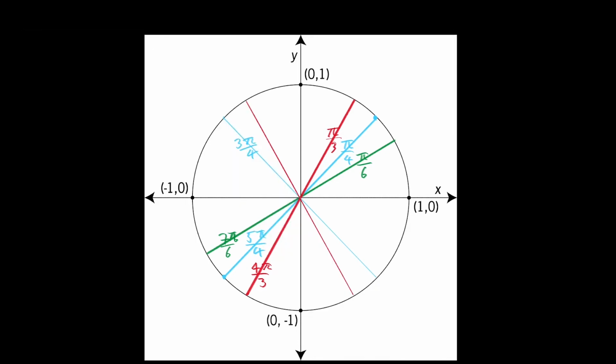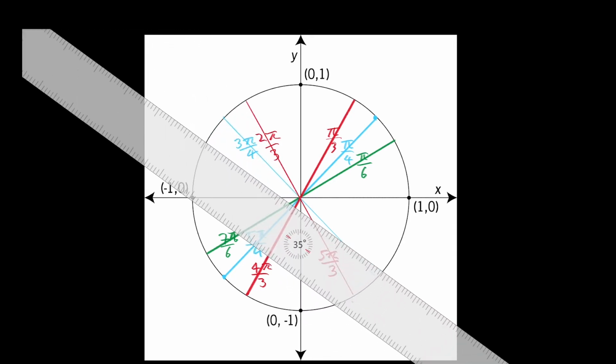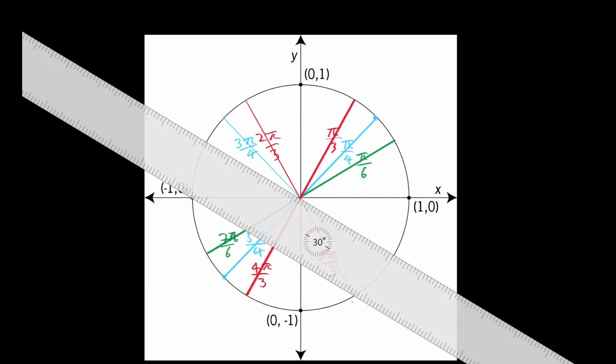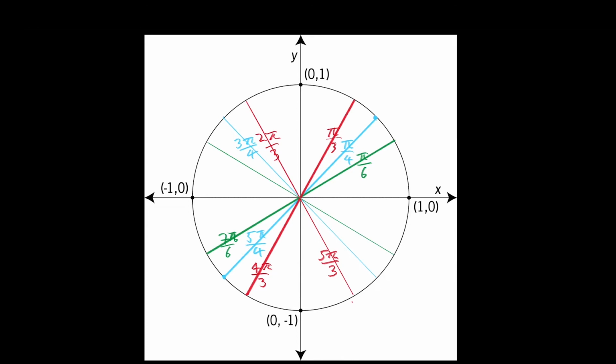Okay, this angle here, I'm sure you could work out, is 2 pi on 3. And this angle here is 5 pi on 3. Okay. One more to go. I'll do it in green. This angle here is 5 pi on 6, and this angle here is 11 pi on 6. I hope I have not made any mistakes. If you think I've made a mistake, let me know in the comments.